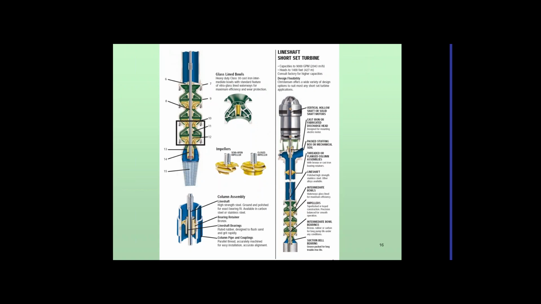So here's an illustration of a vertical turbine pump. Here we have a bowl. This would be considered a bowl here. I think it actually runs from here up to here, but that would be a bowl. And this one's made up of 3 bowls. It's very common to have a number of different bowls stacked up.